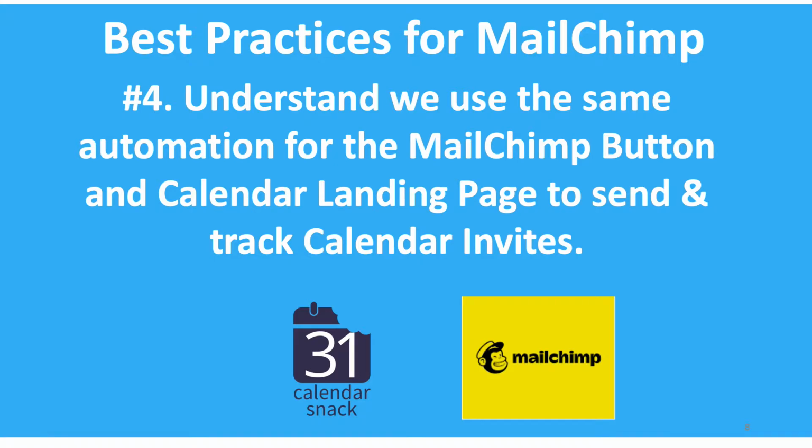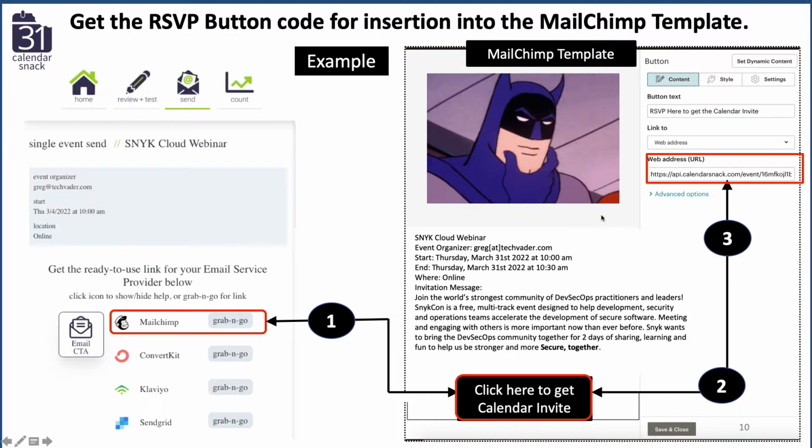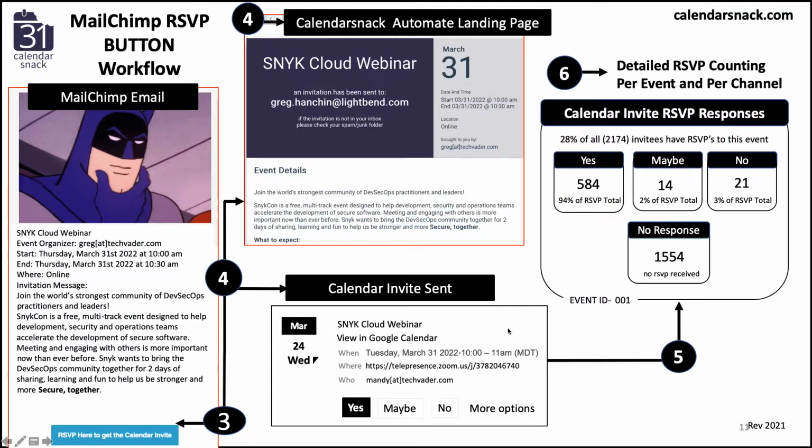Understand, really, in number 4 here, what we're trying to get across is that the same automation process is used for every Calendarsnack. So that said, this automation process here for the RSVP button is: somebody clicks it, we send it to a landing page, they get the calendar invitation, and we track it on the back. So in detail on 1, 2, and 3 here for MailChimp, you copy the code, you put it in the email template itself for the call to action button, and when someone clicks it here in number 3 and number 4, you see that in number 4 we send them to a pre-built landing page.